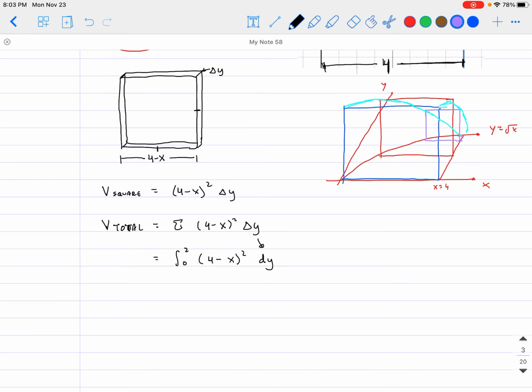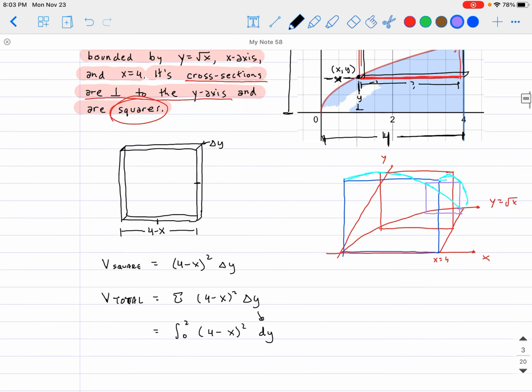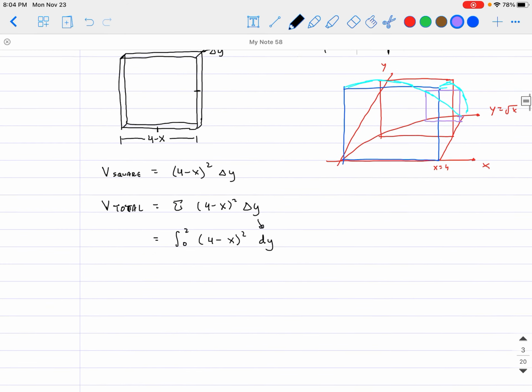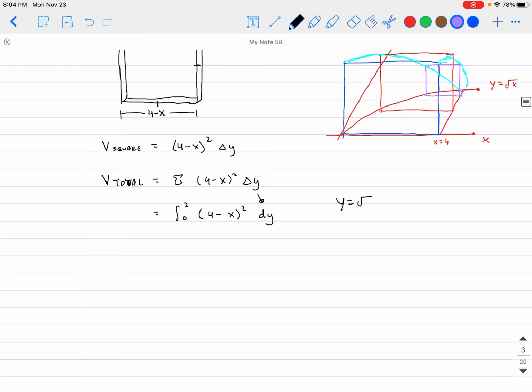And once again, I don't like the x inside there, so I need to replace it with whatever that equation is going to be. And that is y is equal to the square root of x. So if y is equal to the square root of x, then x is equal to y squared. So then my volume, if you can find out what this integral is, will be your answer: the integral of (4 minus y squared) squared dy.